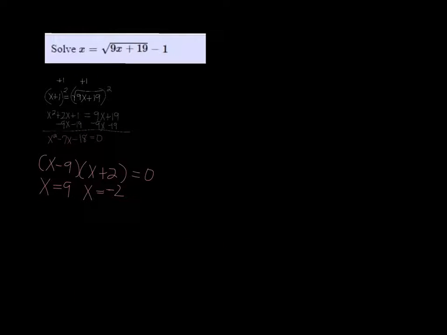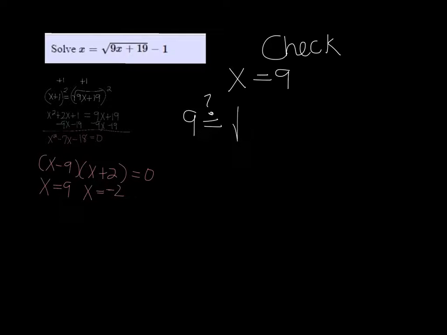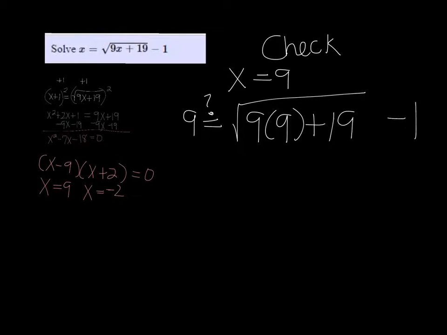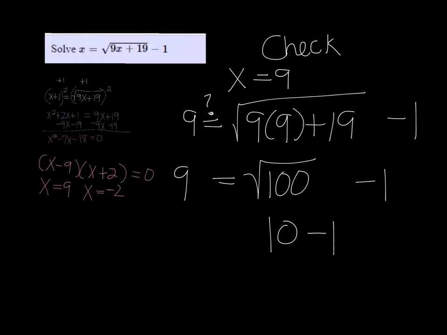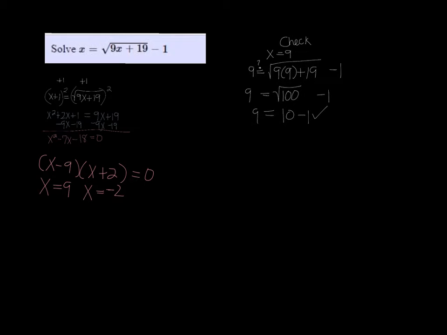All right, so the check, I'll start with x equals 9. So we're going to plug 9 in, and we're going to ask ourselves if both sides are equal. So 9 times 9 plus 19 minus 1. Well, 9 times 9 is 81, and 81 plus 19 is 100. So we have the square root of 100 minus 1 on the right, and the square root of 100 is 10, and 10 minus 1 is indeed 9. So 9 works great.